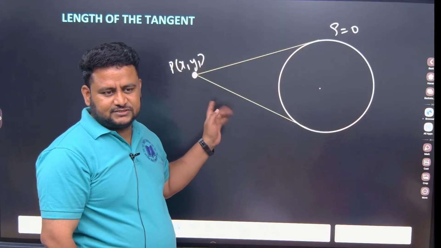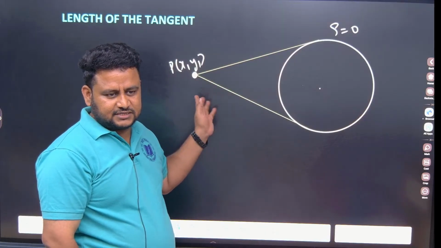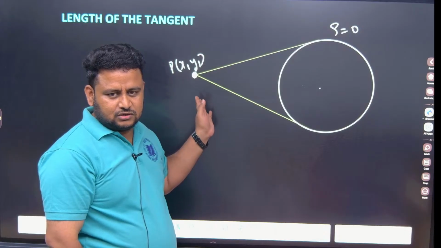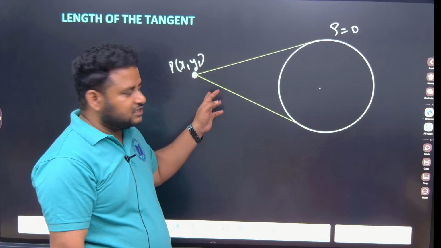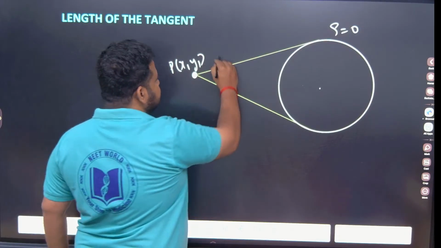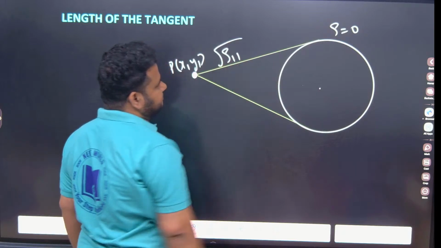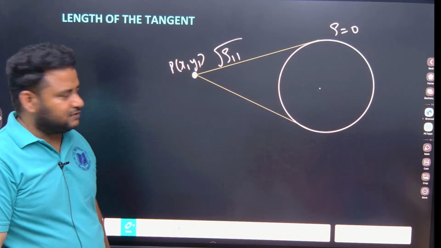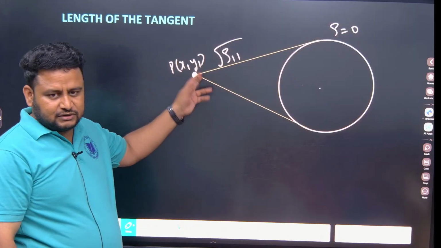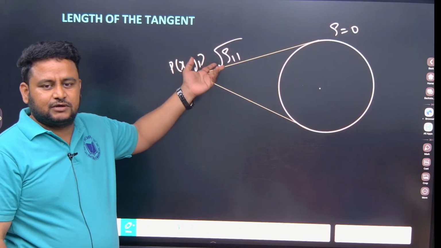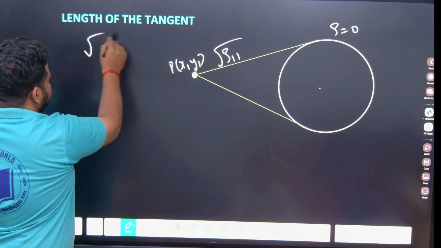10th standard mathematics, it is the same. There is a theorem also, correct? So it will be of the same length. So what is this length given? It is given as square root of S11. S11 is what? You will substitute this point, you will get some numerical value, and you take the square root. That is the length of the tangent, given by what?